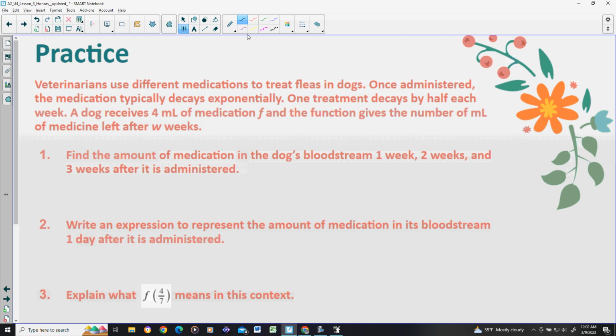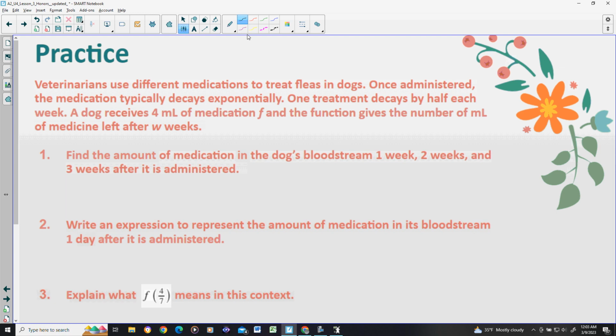Okay, a couple practice problems that we can do. All right, veterinarians use different medications to treat fleas and dogs. Once administered, the medicine typically decays exponentially. It's a very common problem, as you can see in other medicine problems. Okay, one treatment decays by half each week. So a dog receives 4 milliliters of medication, and the function will give the amount of medicine left after w weeks. Okay, so can we find after 1 week, 2 weeks, 3 weeks?